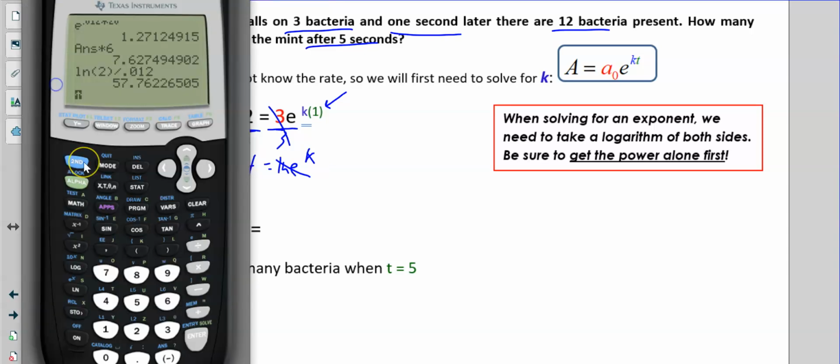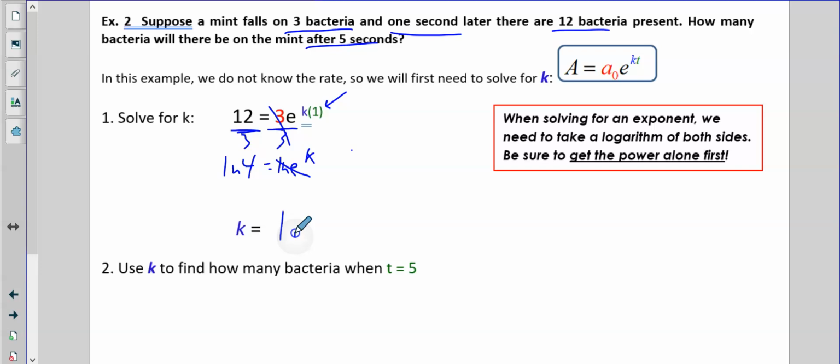So ln 4 is 1.39. Now, we use that to find out when t is 5. So this amount, 3e to the 1.39, and then 5.